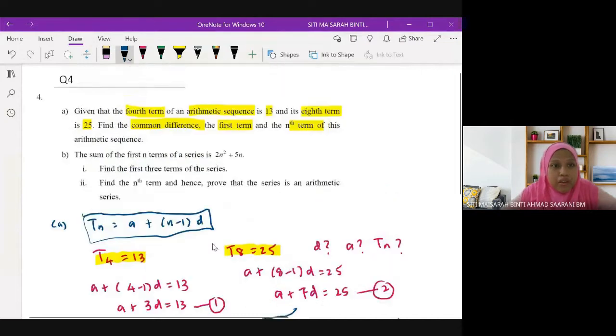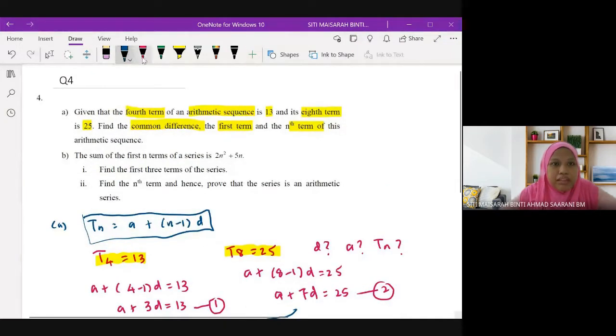Okay, for question B ya, for B. The sum of the first n term, yang ni yang Madam nak highlight ya. The sum of the first n term, so this is Sn. Sn is equal to 2n square plus 5n. The question asks to find the first three term of the series. Means we are going to find T1, T2, T3. And then find the n term.